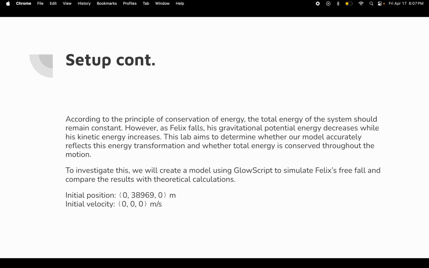So the core of this lab is the principle of conservation of energy. As Felix falls, his potential energy should decrease in exact proportion to the increase in his kinetic energy. And our GlowScript model will test if this total energy remains constant throughout the motion. We start with Felix at rest at an altitude of 38,969 meters.